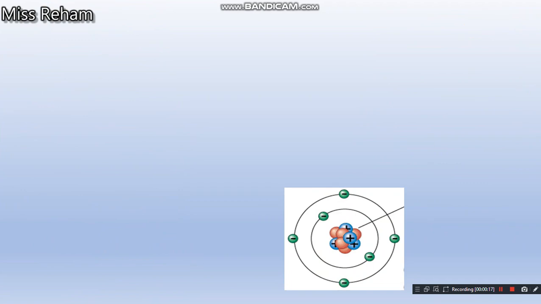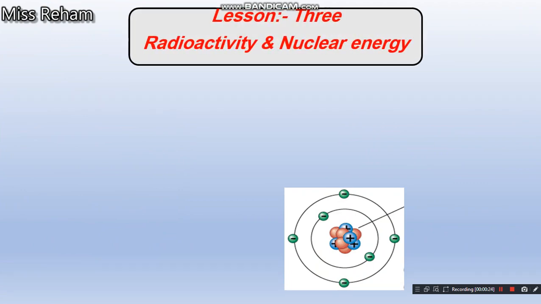Today we are gonna start a new lesson. Our lesson today is radioactivity and nuclear energy. We know that any atom consists of two main parts, which are the nucleus and electrons that rotate around it. Okay.